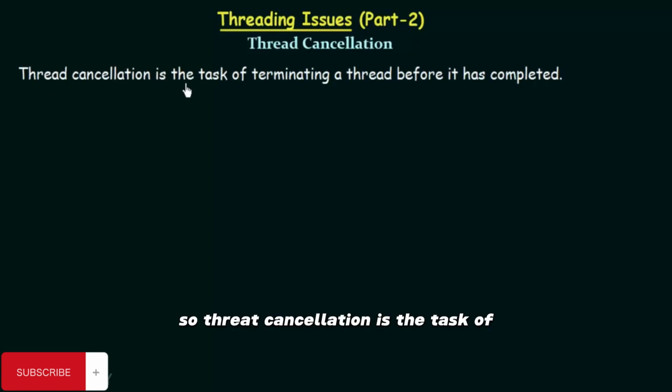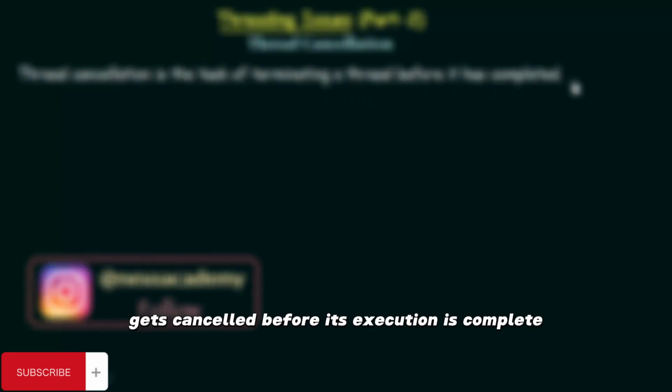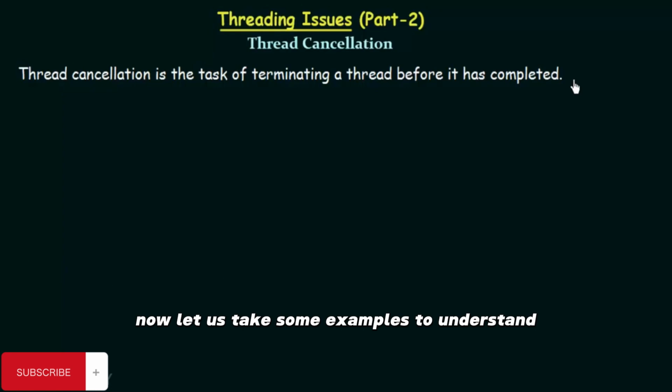Thread cancellation is the task of terminating a thread before it has completed. So if a thread gets canceled before its execution is complete, then that is known as thread cancellation. When we say a thread is canceled, we mean that before the thread could complete its execution, it was terminated. Now let us take some examples to understand when thread cancellation occurs and what are the issues that we can face when thread cancellations occur.